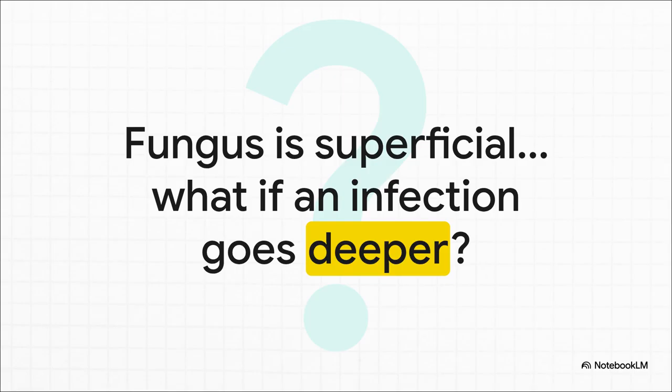And there you have it. That's our deep dive into dermatophytes, a superficial enemy that we can now confidently unmask and treat. We've seen that they live right on the surface, in that top layer of skin. But it does leave us with one last question to think about. What happens when an infection isn't so superficial? What happens when it decides to go deeper? Well, that's a whole other story for another time. Thanks for joining me.